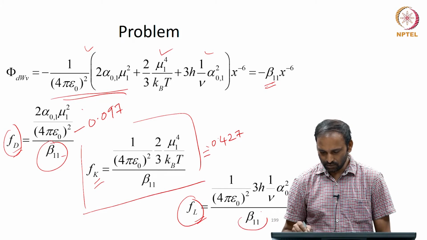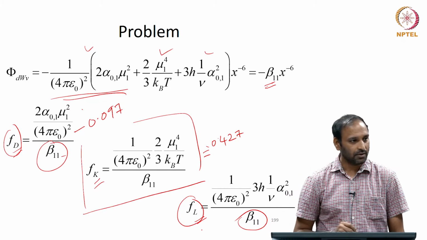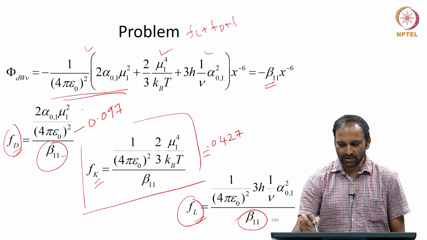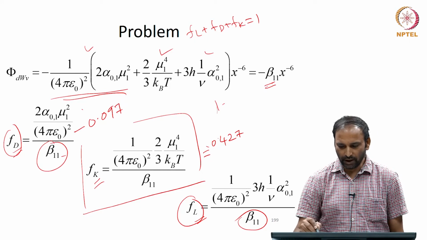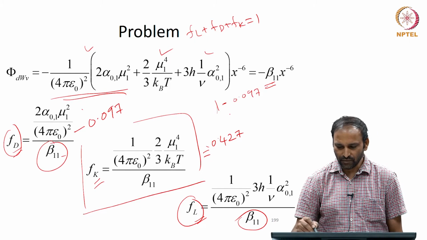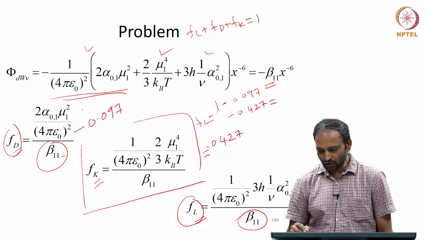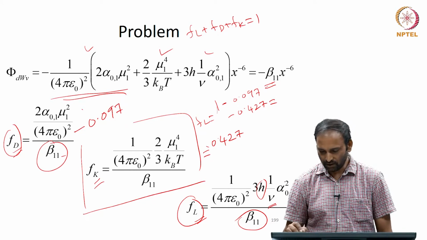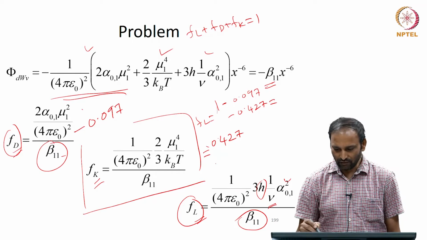You know this value. FL plus FD plus FK should be equal to 1, right? The fractional contribution has to be 1. Therefore, 1 minus 0.097 minus 0.427 should give you FL. You could have calculated it directly, but of course, you can get Planck's constant, but you do not know nu, though other parameters are given. If you knew nu, I could have calculated it, but we do not know that. So, what is FL that you get?